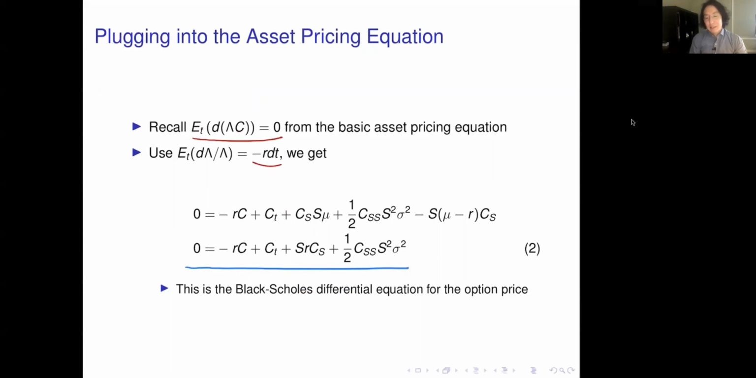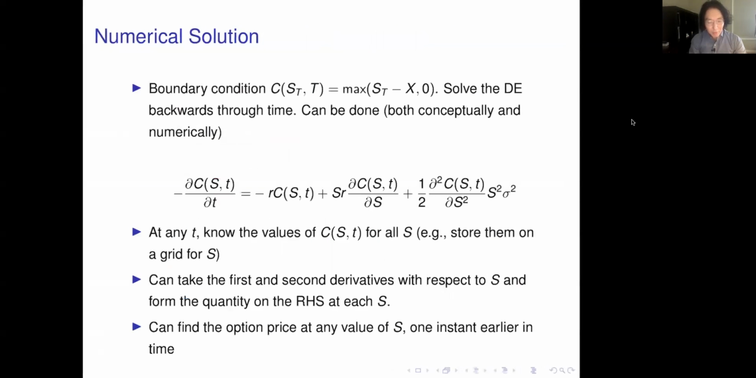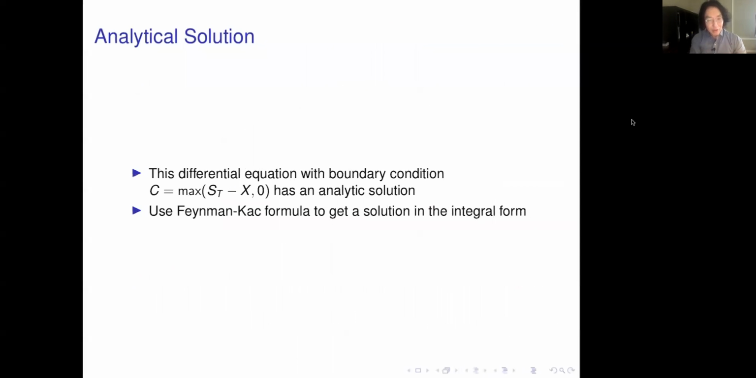And using that condition, we get the Black-Scholes differential equation like this. You can solve this equation numerically, but we are not going to do that. But the good thing about the Black-Scholes case is that there's an analytical solution, especially when the boundary condition satisfies this. That is what's called the Feynman-Kac formula. That's going to give you the same formula that we did in method 1. So for the details of the Black-Scholes formula calculation, see the related Cochrane chapter.